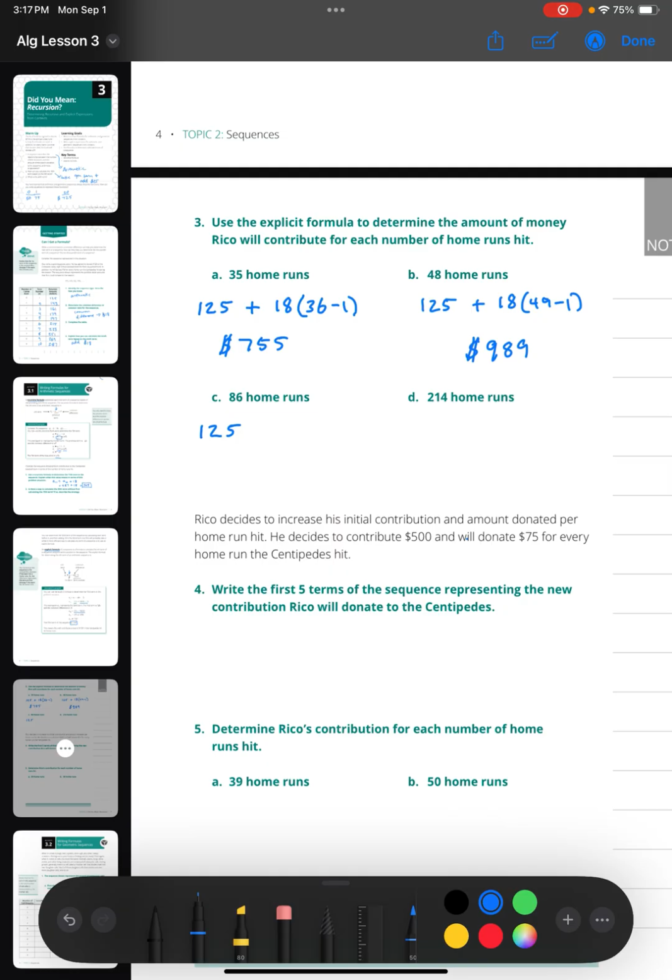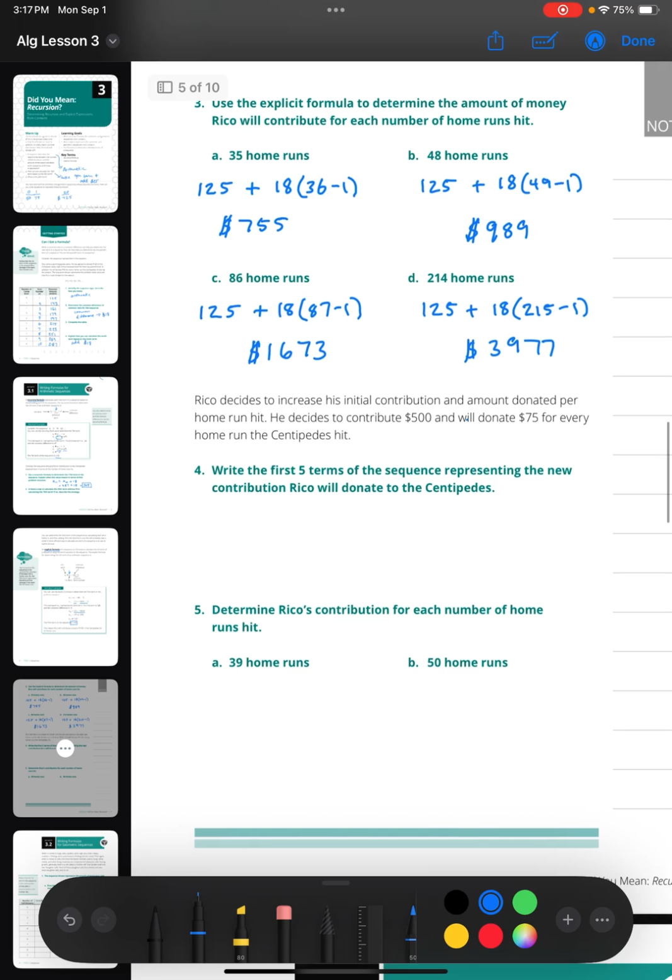So for C, I'd get 125 plus 18 times, the 86th home run would have been the 87th term number, so 87 minus 1, and that one would come out to be 1,673 once you simplify it. And then for 214 home runs, 125 plus 18 times, that would be the 215th term number, so 215 minus 1, and that one would come out to be 3,977. So hopefully those matched up with what you were able to get.